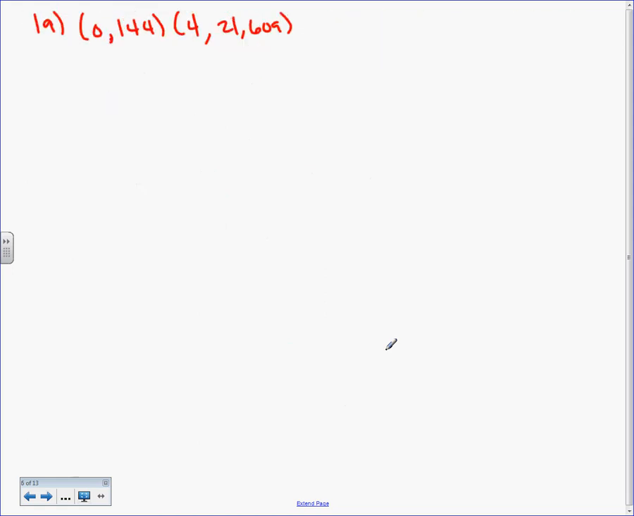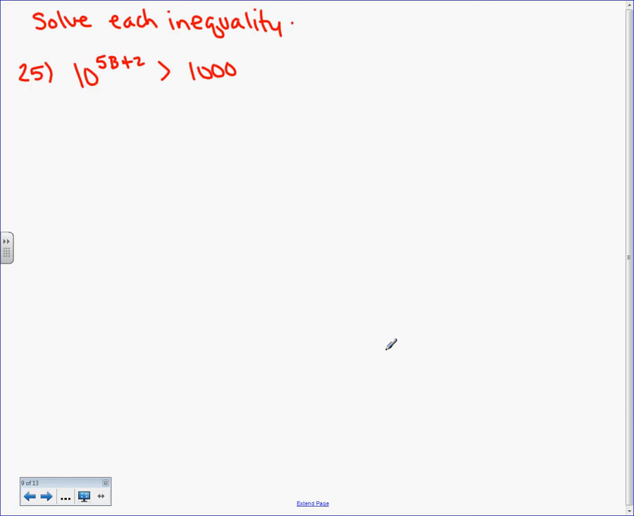All right, we're going to skip these for now. Let's go ahead and go to number 25 on the back of your notes. Okay, idea's the same. What's the only thing that's different? It's an inequality, big deal, right? Same thing, okay? So are these the same base? Not yet. Can they be? Yeah, 10 to the what gives you 1,000.